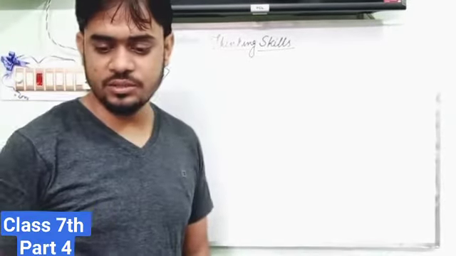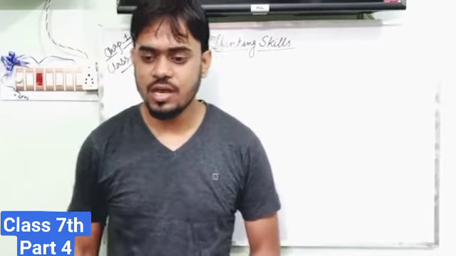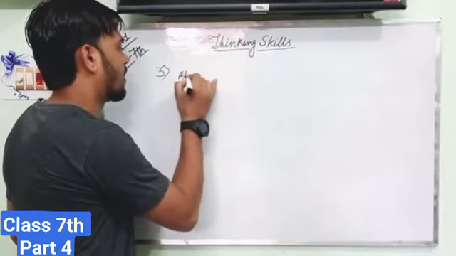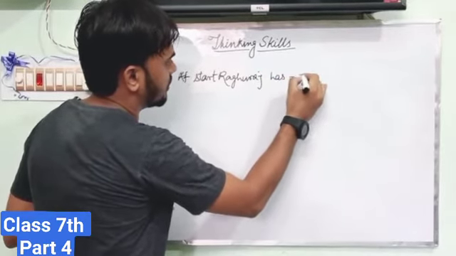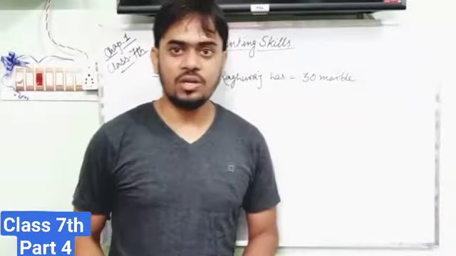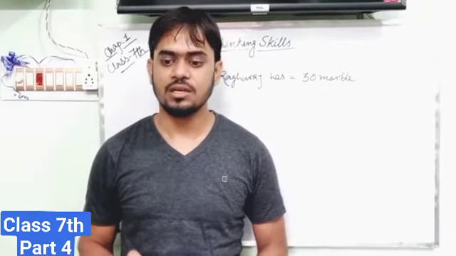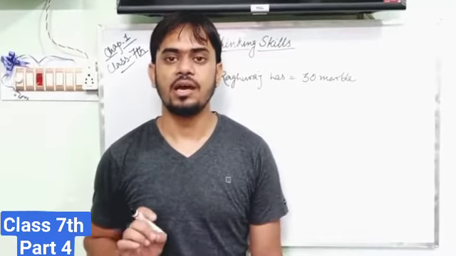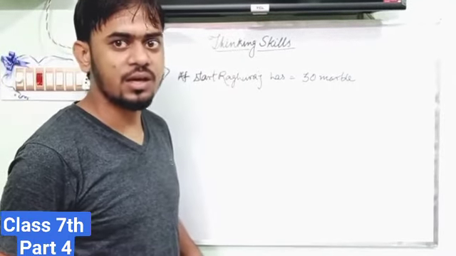Next question is question number 3. Raghuraj has 30 marbles. In 5 games he won 3 marbles each and in 7 games he lost 2 marbles each. Find the marbles Raghuraj has at the end of the games. At the start Raghuraj has 30 marbles. If he won, he gets 3 marbles each in 5 games, and if he lost, 2 marbles in 7 games. So the win number should be plus, and the loss number should be minus.